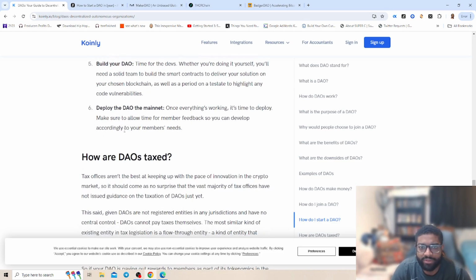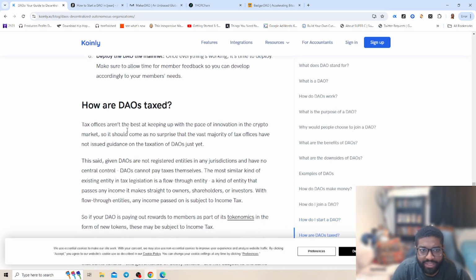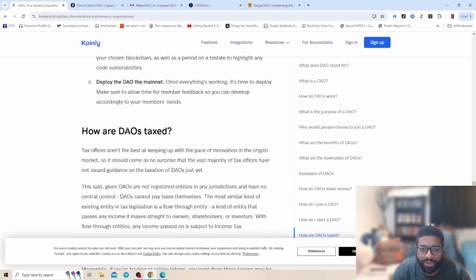Build your DAO. Whether you're doing it by yourself or not, you'll need a solid team to build smart contracts to deliver your solution on your chosen blockchain. Deploy the DAO on mainnet. Once everything is working, it's time to deploy. Make sure you have allowed time for member feedback so you can develop according to your members' needs.